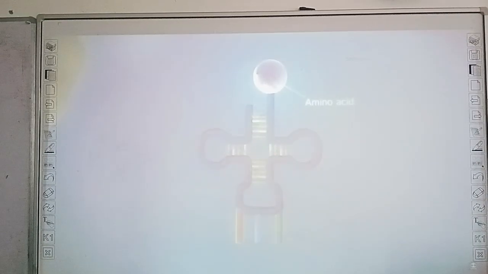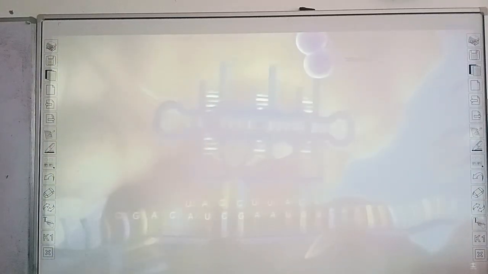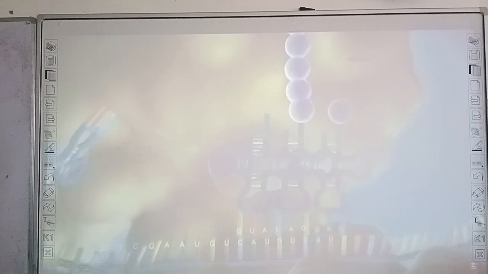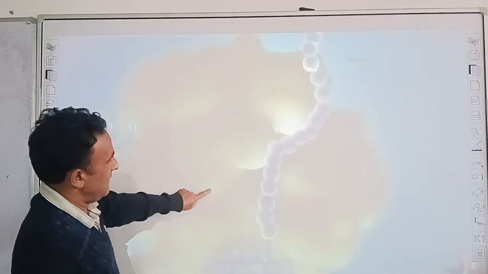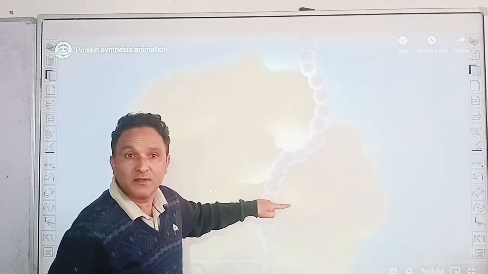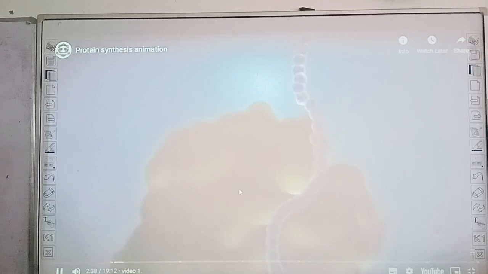There are 20 different types of amino acid. Transfer RNA molecules carry the amino acids to the ribosome. The messenger RNA is read 3 bases at a time. As each triplet is read, a transfer RNA delivers the corresponding amino acid. This is added to a growing chain of amino acids. Protein chain, amino acid chain. Yes, sir. Once the last amino acid has been added, the chain folds into a complex 3D shape to form the protein.